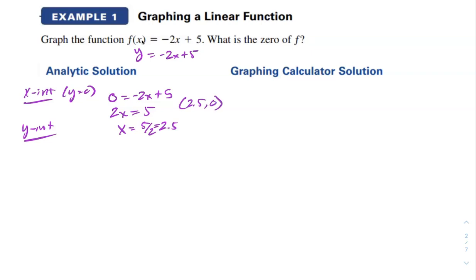Alright, now I want to find my y-intercept. So we're going to set x equal to 0. So I get y equals -2 times 0 plus 5, which gets us 5, so we have the point (0, 5).